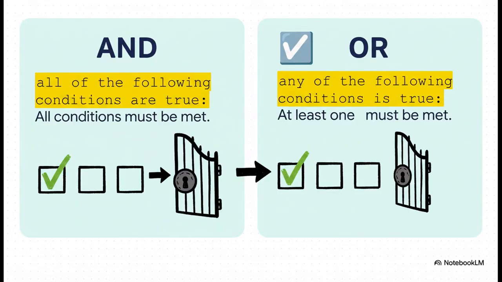Sometimes one condition just isn't enough, and BAL has these incredibly readable ways to handle multiple tests. For an and check, you literally just say all of the following conditions are true. For an or, you say any of the following conditions is true. It's so much clearer than trying to read a long string of ands and ors, right?